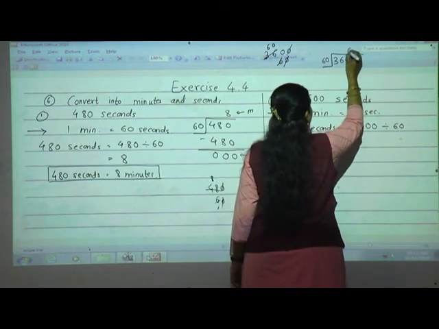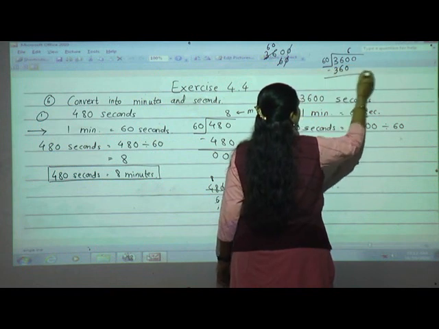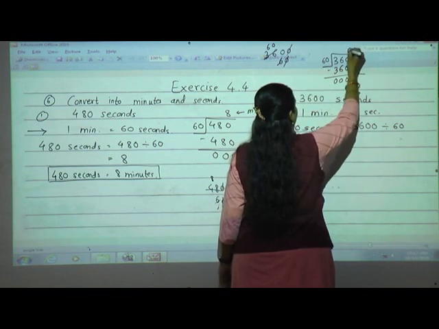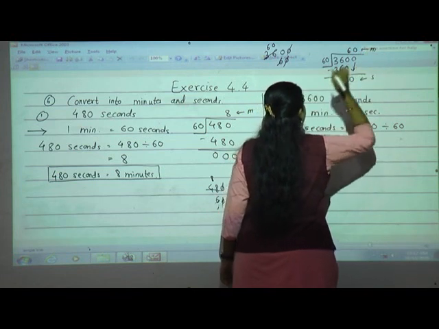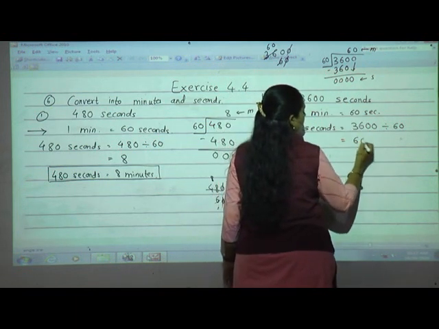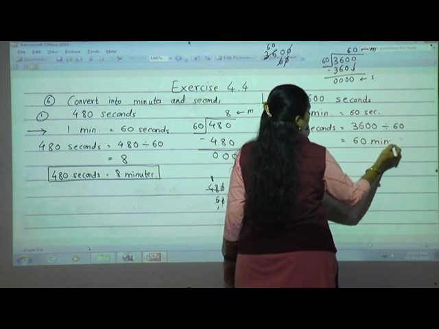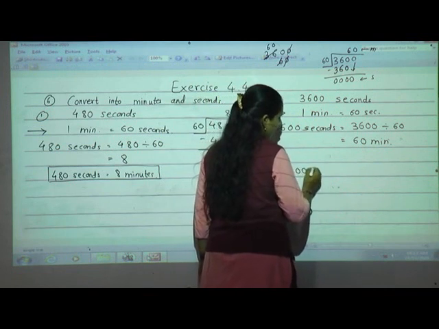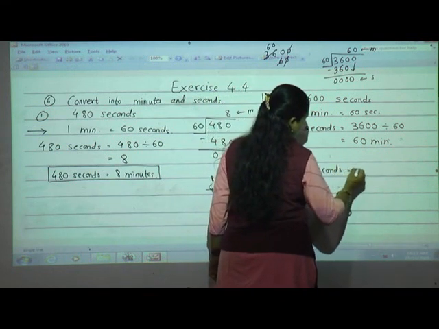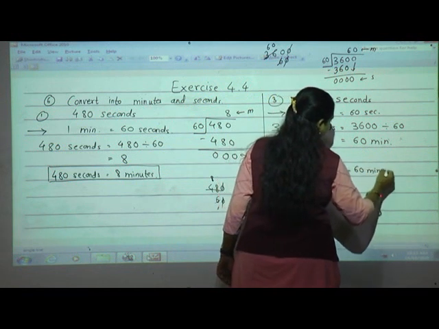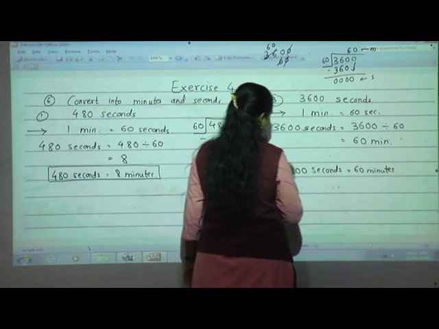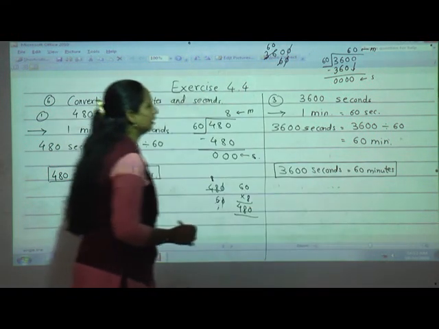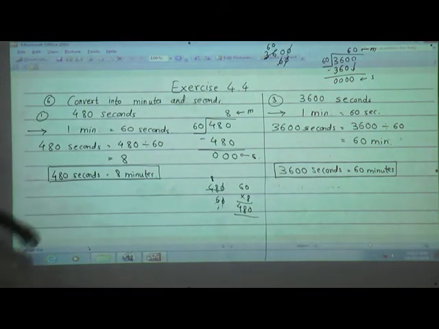So here 60, 6 are 360. 0, 0, 0. Bring down 0. We cannot divide, so give 0 as it is. This is what? Minute, and this is second. So what is the answer here? 60 minutes. Isn't it? So write once again: 3600 seconds is equals to 60 minutes. Clear? Yes? Is that clear?